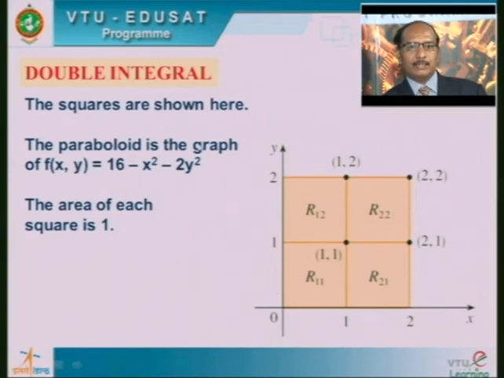The paraboloid is the graph of f(x,y), given as 16 minus x squared minus 2y squared. I divided the entire square region 0 to 2, 0 to 2 into 4 equal squares. The area of each square is 1, because each is 0 to 1 by 0 to 1, so length into breadth is 1 into 1.